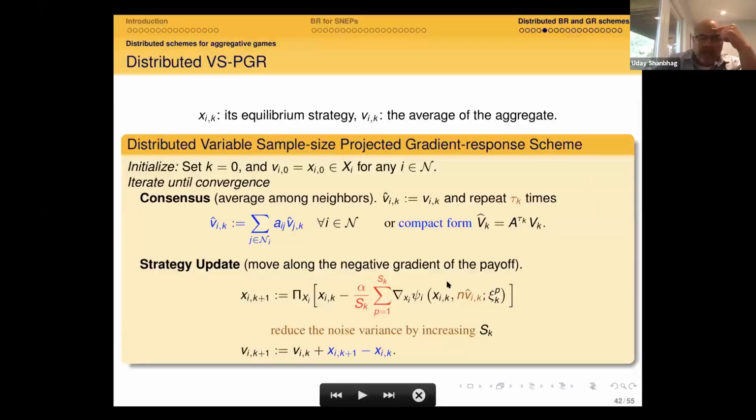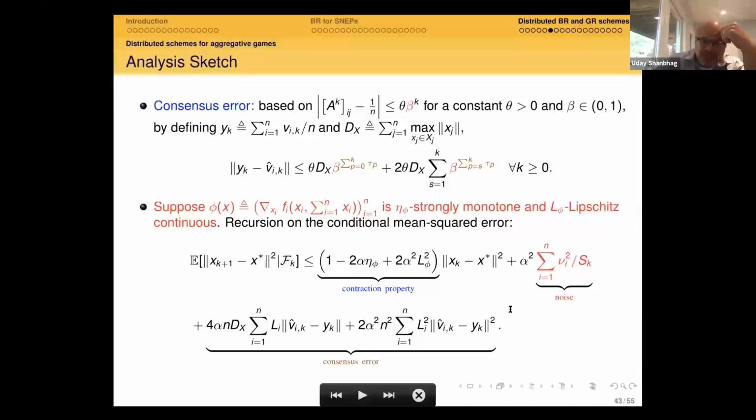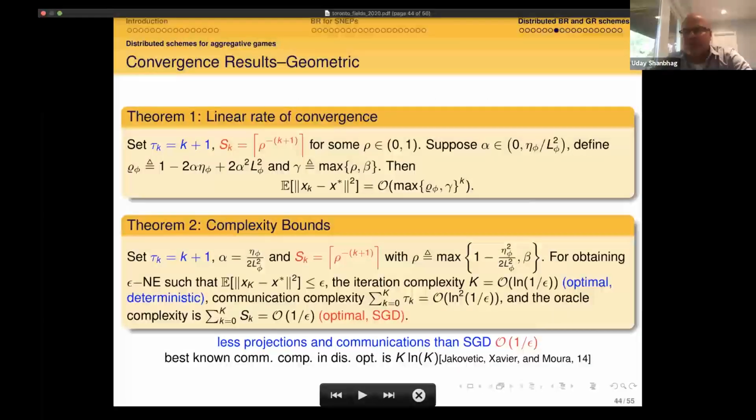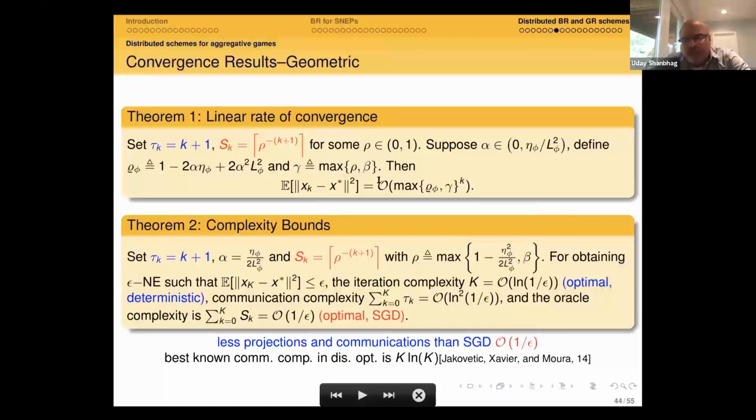Now the question is, can you actually... I don't want to spend time on the analysis because I'm running short of time. You can actually show that you can recover a linear rate of convergence in an expected value sense. Now you might find that surprising, because we know for stochastic approximation, the optimal rate is 1 upon k. But remember what I'm doing here: I'm actually using an increasing number of samples. And when I do that, this algorithm starts mimicking a deterministic algorithm, which is why you're able to get a linear rate of convergence in the mean.